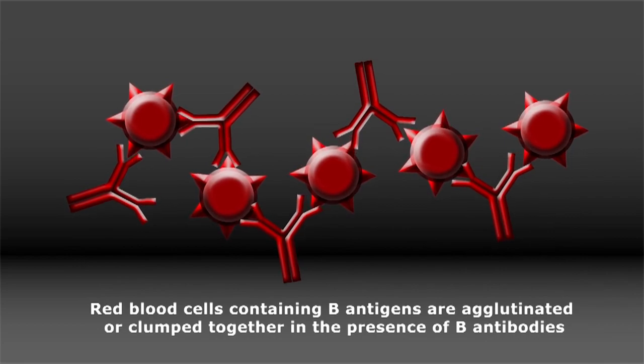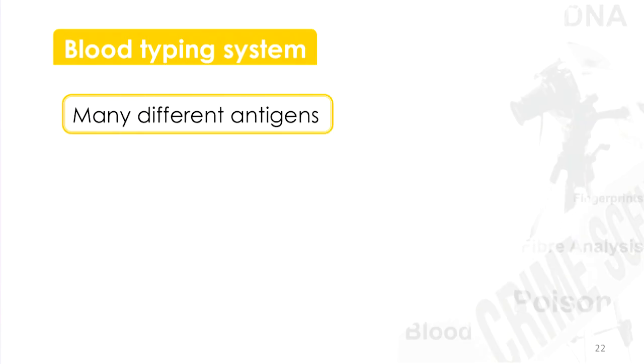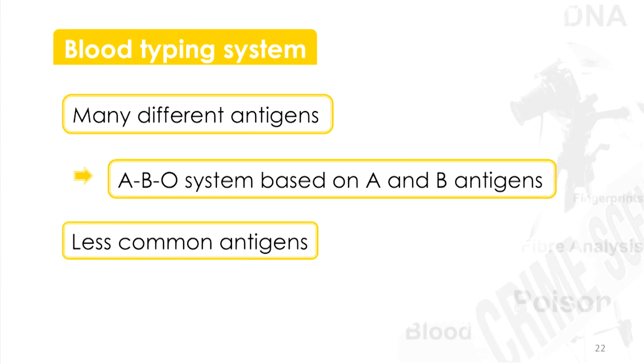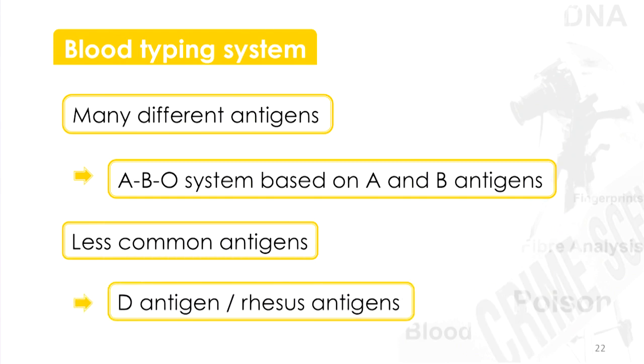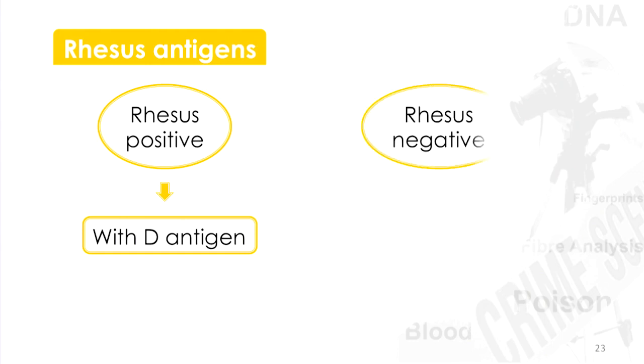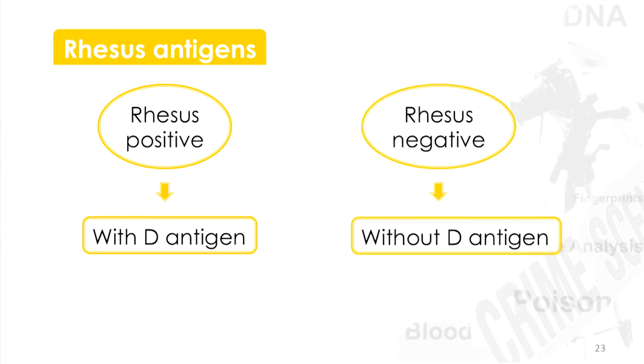As I mentioned before, there are many different antigens, and the ABO typing system is based on just the A and the B antigens. Of the less common or less often used antigens, the one that's more studied is the D. And this is why when you talk about your blood type, you don't just say A, B, or O, you also add positive or negative. So if you have a positive blood type, then it means you have the D antigen. If you have a negative blood type, then you do not have the D antigen.